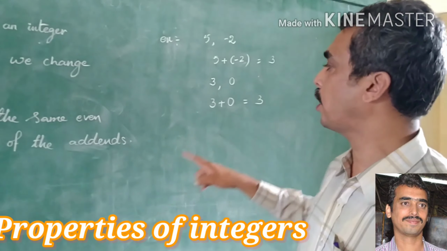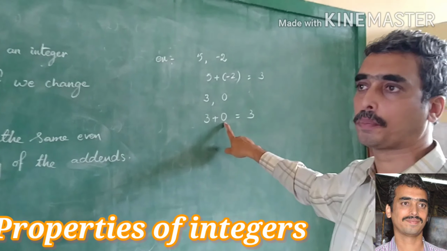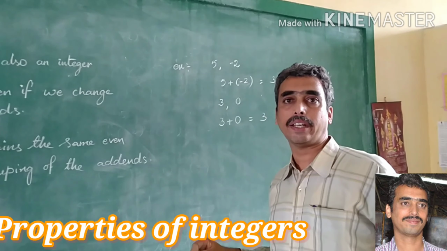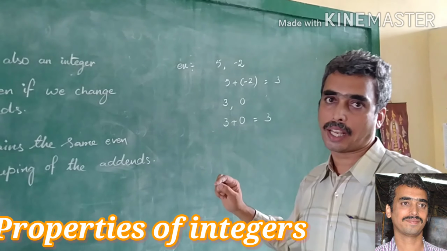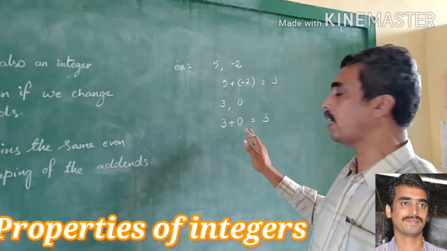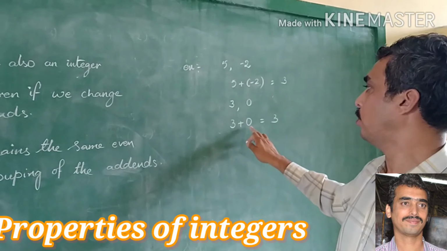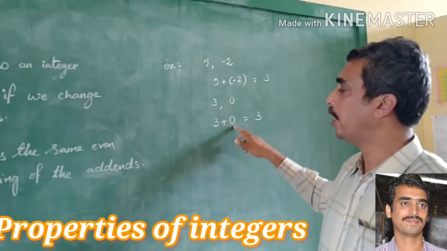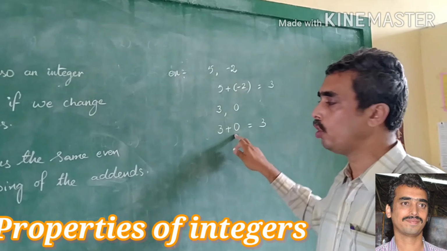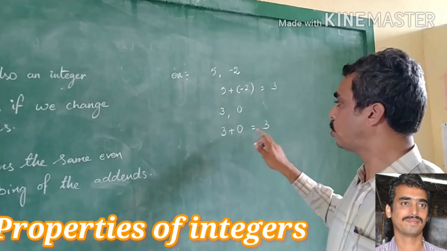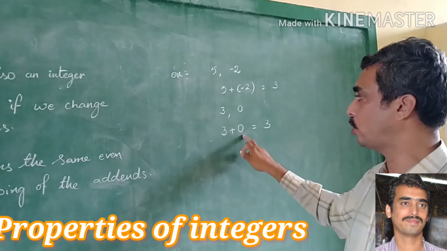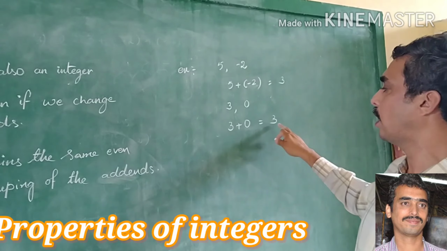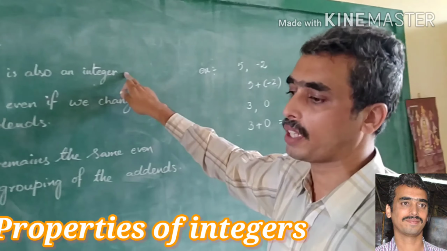One point we should understand here, which we learned in the first chapter on natural numbers and whole numbers: 0 is called the identity element under addition. Whether it is natural numbers, integers or any other number system, 0 is the additive identity. Any number you add to 0, you get the same number. So 0 is an integer, 3 is an integer, and the sum of these two numbers is also an integer. So the first property is satisfied.